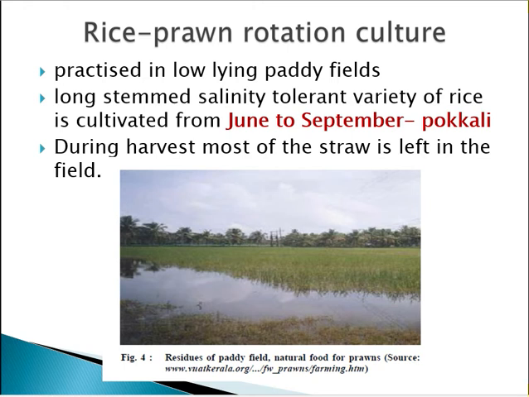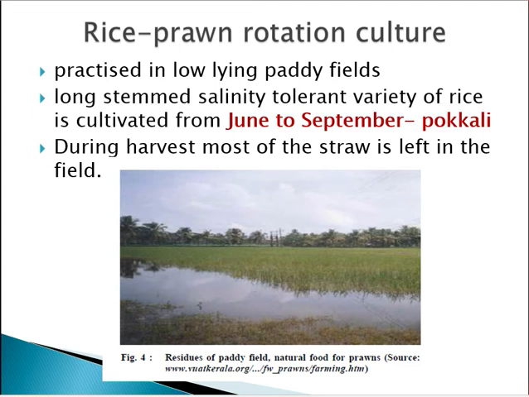Seed collection occurs naturally from the surrounding estuaries or sea water, and the growth of prawns will occur in the paddy fields. And in these paddy fields, we cultivate a salt resistant variety of paddy which is called pokkali. It is a tall variety of rice which grows in flooded waters, and it is tolerant to varying salinities. And after the harvest of this paddy, we will grow prawns in that field. So that is why it is called rice prawn rotation culture.